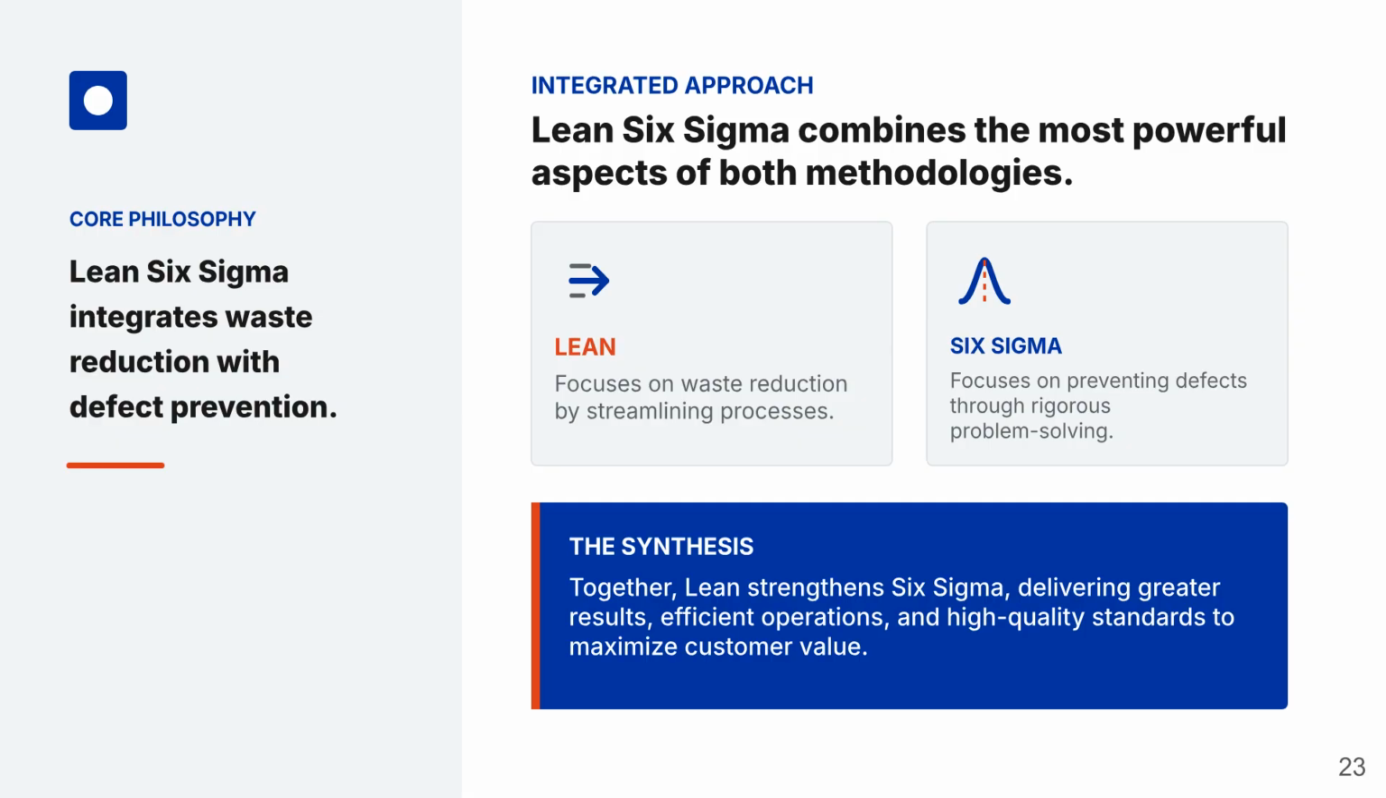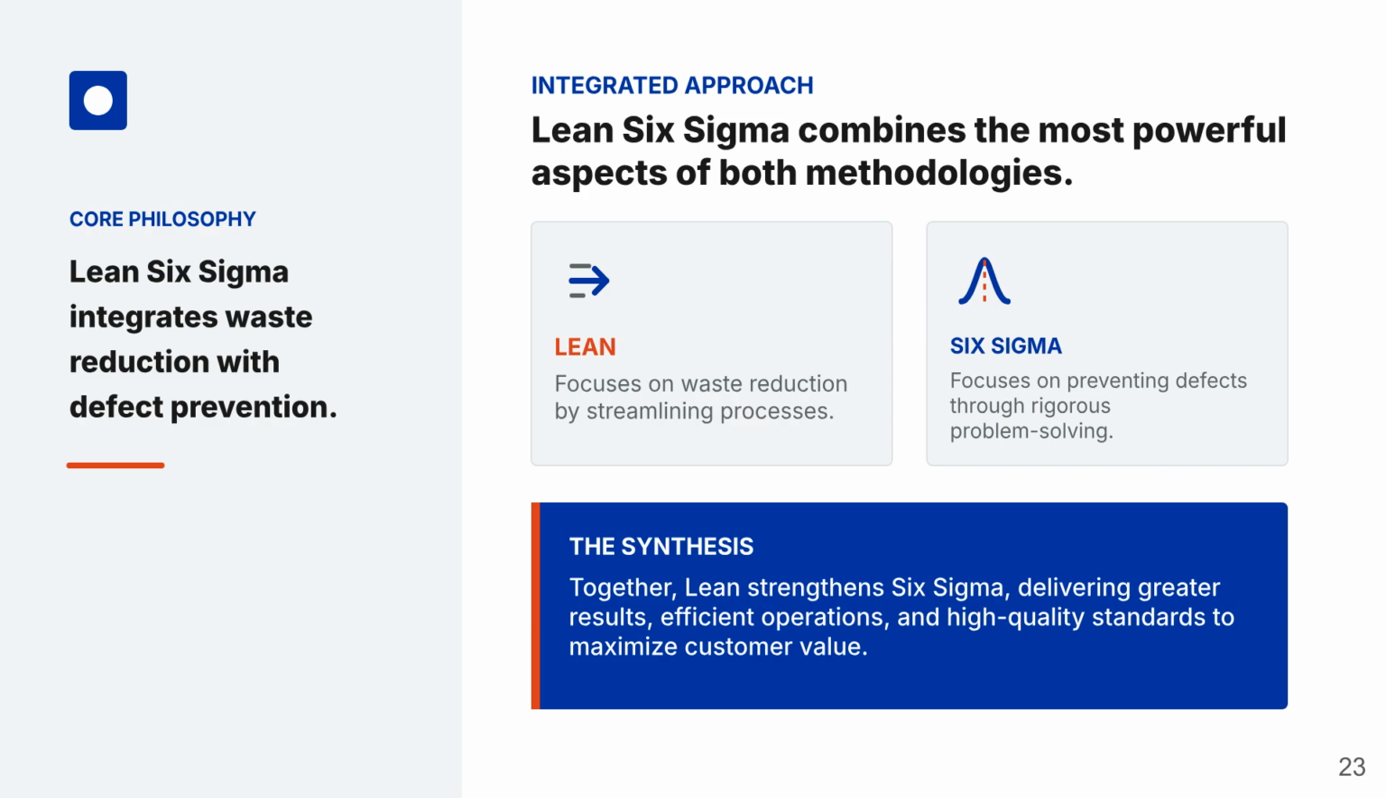Lean focuses on eliminating waste by simplifying workflows and removing activities that do not add value to the customer. It helps organizations reduce delays, eliminate unnecessary steps, and improve the overall speed of business processes. The goal is to ensure that every activity contributes to creating customer value.